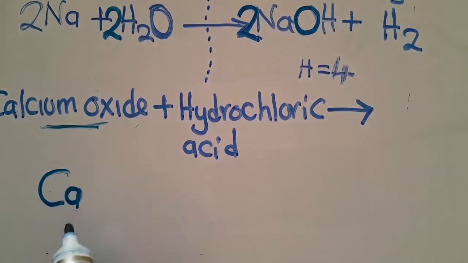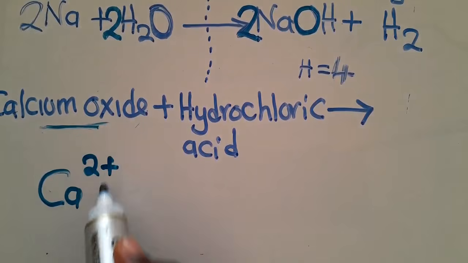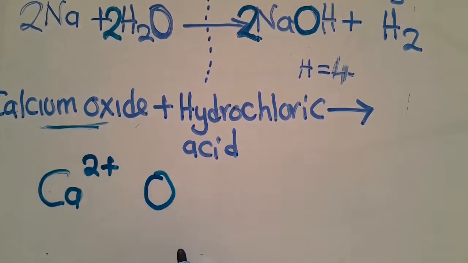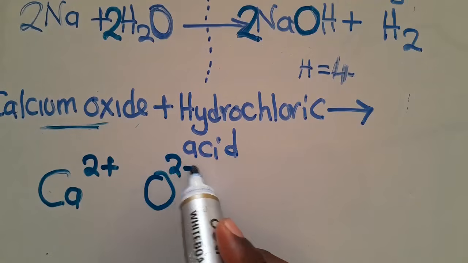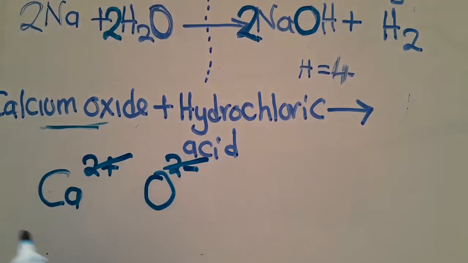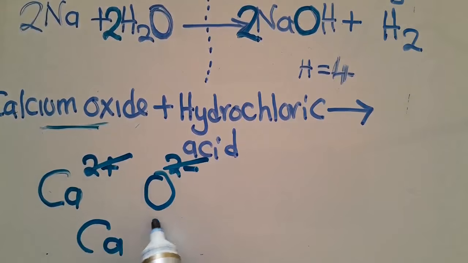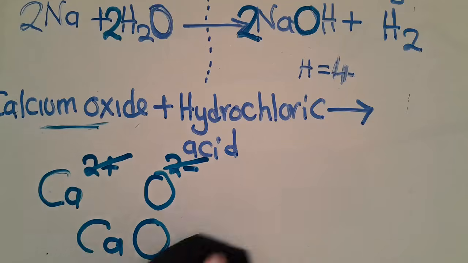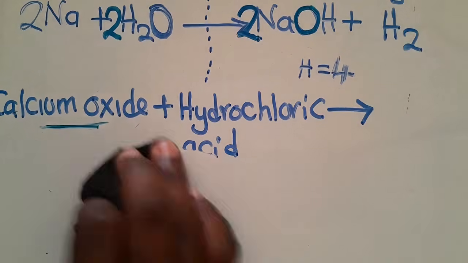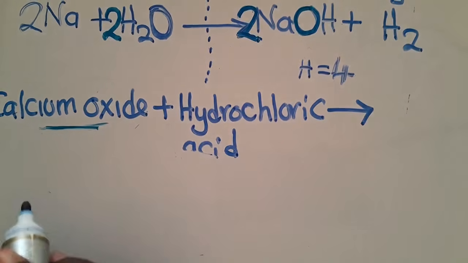Calcium, like this, it is in group 2, so the valence is 2. Oxygen is in group 6, the valence is 2 minus. These two are going to cancel out, so you're going to have calcium oxide. This is calcium oxide, and this is how you need to write calcium oxide.